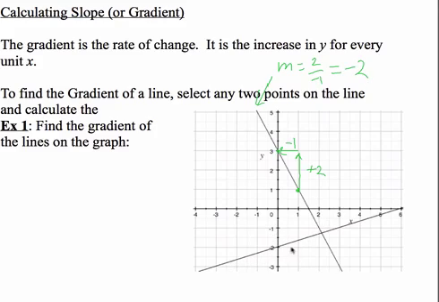Now for the next line, we need to find some points that are integers to make it easier. Here's a point, and here's another point. Is that a point? Yes, I think so. Careful. So the rise is 1 and the run is 3. So the slope for the second line is 1 out of 3, or 1/3.